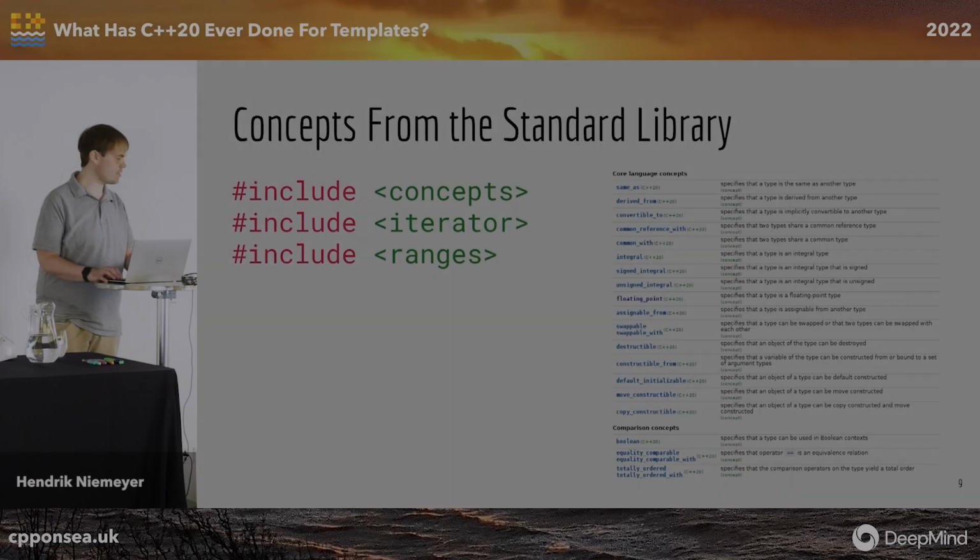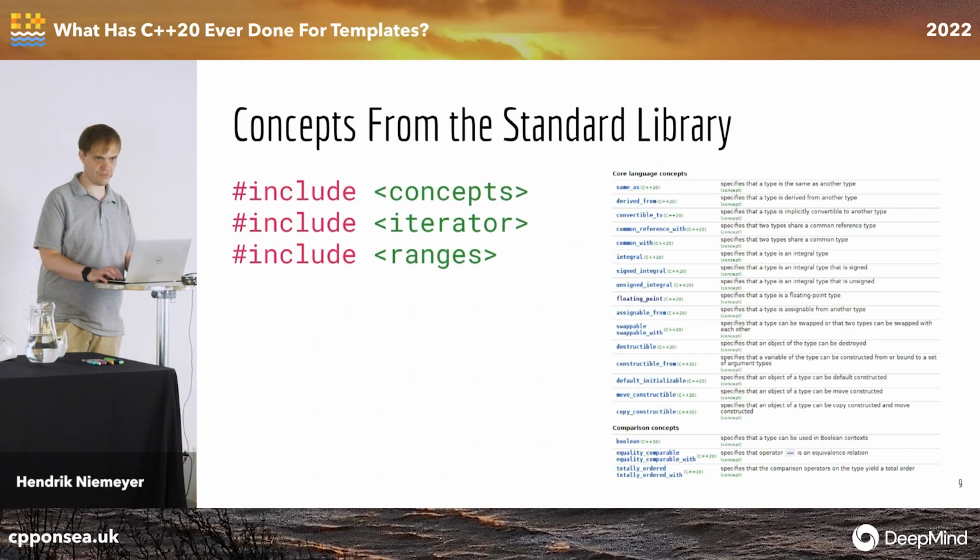And on the right-hand side, you see a screenshot of cppreference.com with a lot of the concepts which are in there. And these are the things which you would expect, something like same_as, constructible_from, derived_from, etc. So the standard things you might need to check. There are also iterator-related concepts in the iterator header and ranges-related concepts in the ranges header. And of course, if you use third-party libraries, they will bring their own concepts with them. For example, if you have a look at range-v3, this library brings a lot of concepts with it.